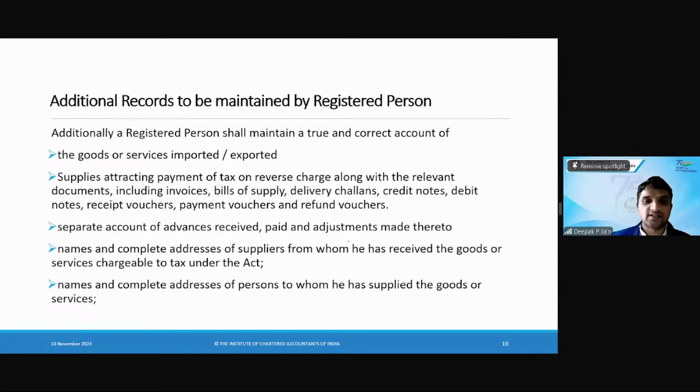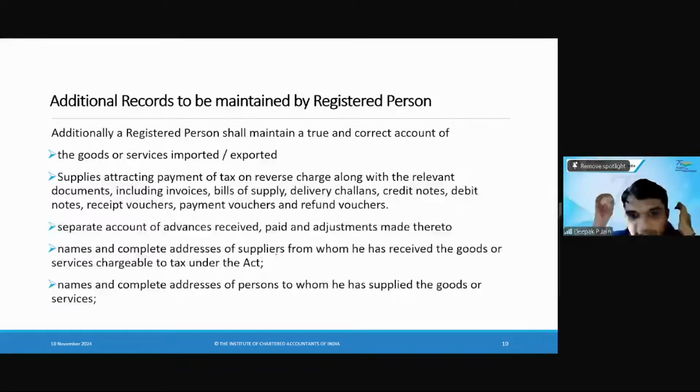So any advances received, on that what is the GST payable, what is paid, and the adjustments made thereto. Then name and complete address of the suppliers from whom he has received the goods or services. So name and complete address of the suppliers he has to maintain, because if the supplier does not charge the tax, then our supplier does not remit the tax to the government. So the government can take the details from you and go and catch him.